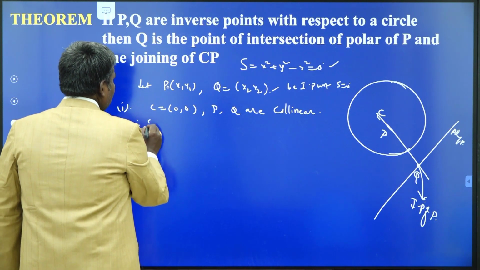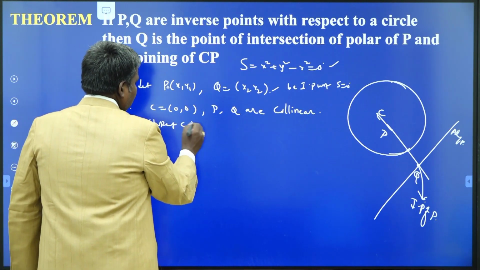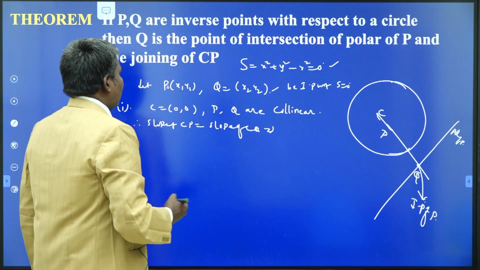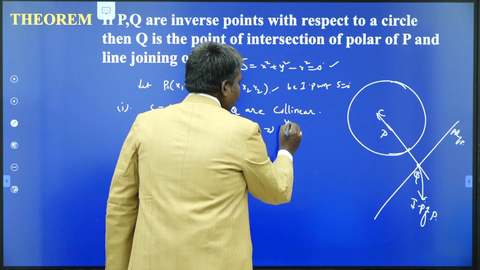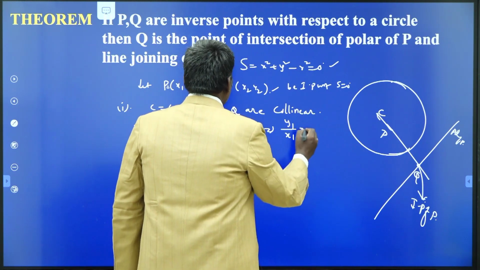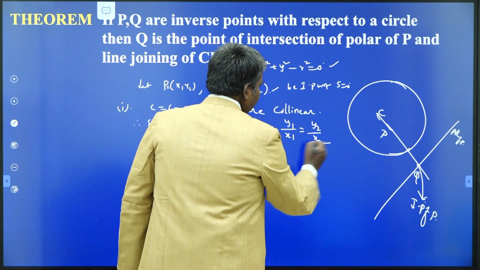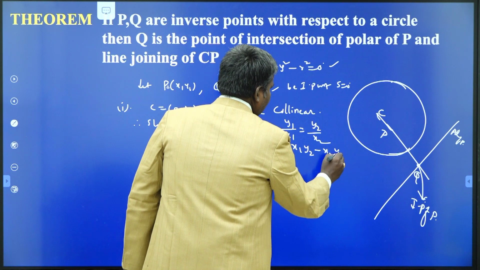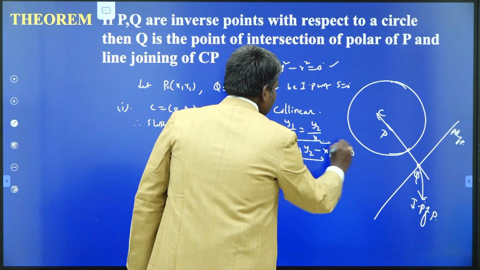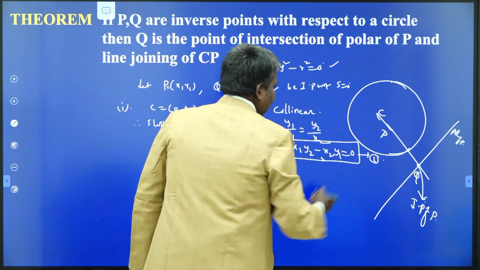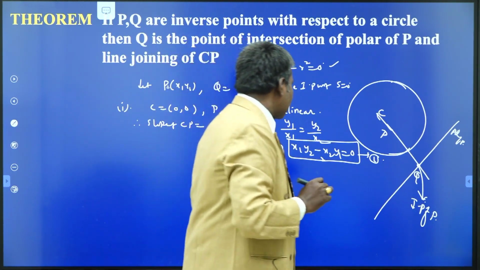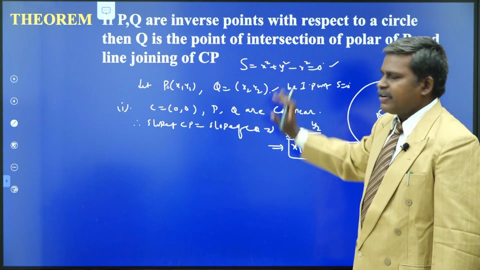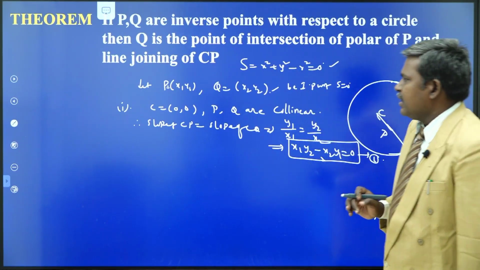Therefore, slope of CP is equal to slope of CQ. This implies y1 by x1 is equal to y2 by x2, which implies x1 y2 minus x2 y1 is equal to 0. This is your condition. It may be used at any time, anywhere. It is your property: x1 y2 minus x2 y1 equals 0. This is obtained by the first condition, C, P, Q are collinear.